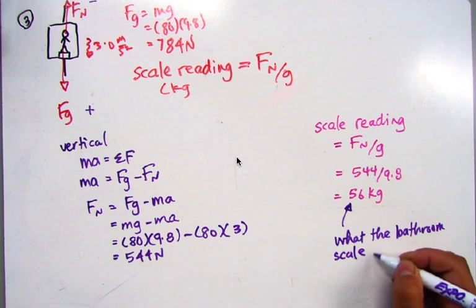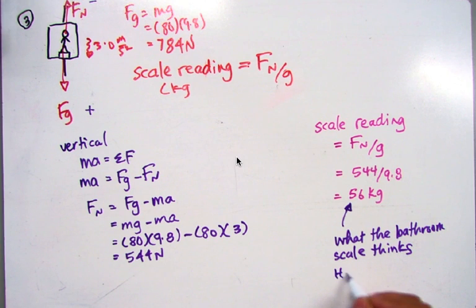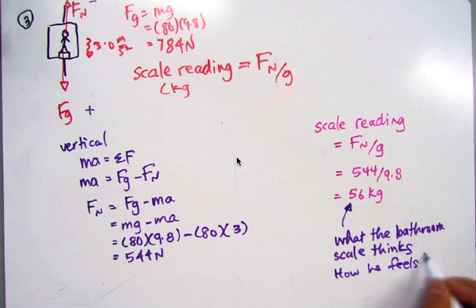And not only is it what the bathroom scale thinks, but it's also how he feels. He feels lighter because his normal force is smaller. If you're on a roller coaster and your normal force decreases, you feel lighter, and that gives you that bottoming out of your stomach feeling. So all it's doing is playing with your normal force, nothing else. Your force of gravity never changes.